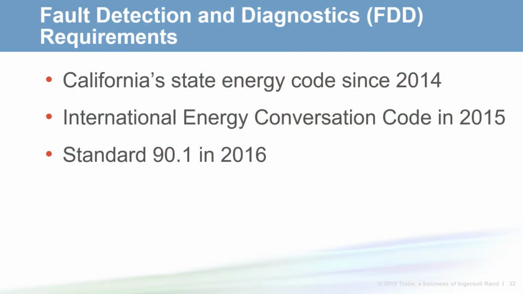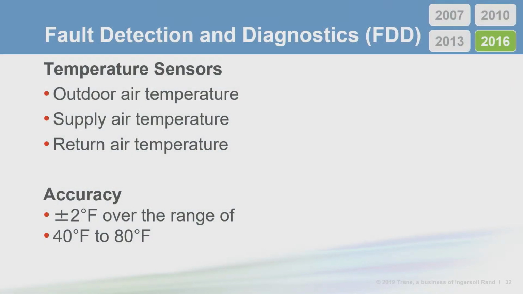For example, California's State Energy Code has required fault detection and diagnostics since 2014. The 2015 version of the International Energy Conservation Code included FDD requirements as well. And now the 2016 version of Standard 90.1 requires them too. Within these codes and standards, fault detection and diagnostics are a mandatory requirement for air, water, and evaporatively cooled air conditioners and heat pumps where an airside economizer is installed.